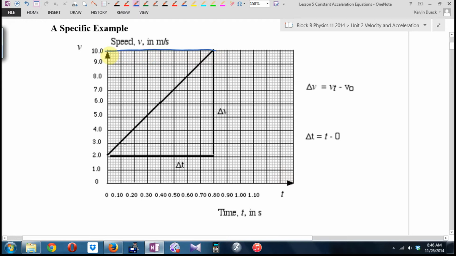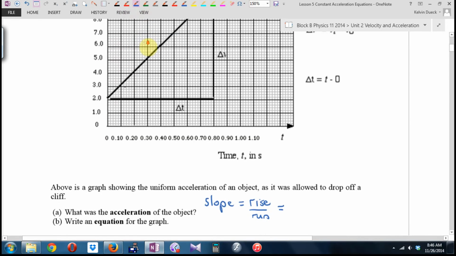How high are we right here at the top? How high are we right here at the bottom? What's the rise? Yeah, a little easier than the 91 point. Okay, 8 over. Oh, and we know it's positive, so I don't need to worry about putting a negative in front. What's the run? Okay, now I've got to be a little more careful.